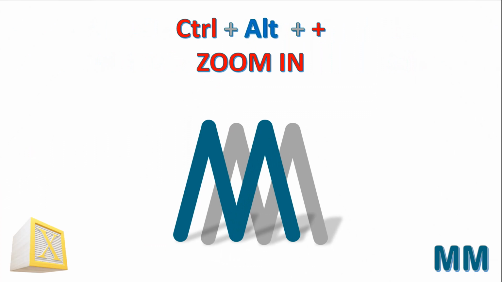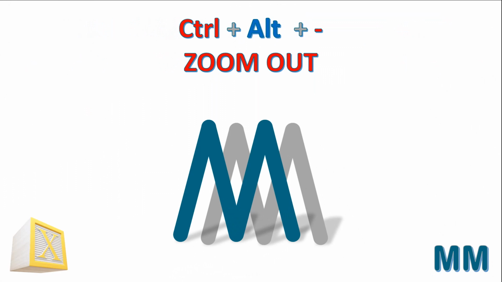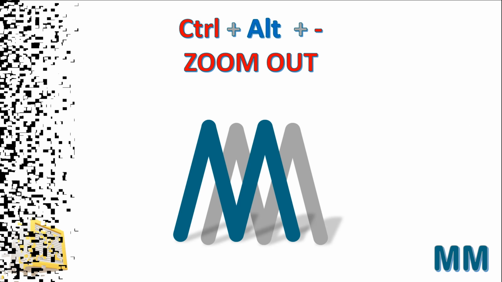The Control Alt and plus, here you can see we have 2 pluses because we need to use the plus key. If you are pressing Control Alt and plus key simultaneously, that will zoom in your document, not your menu at the menu level, but your document. If you are pressing Control Alt and the minus sign, then that will zoom out from your document.